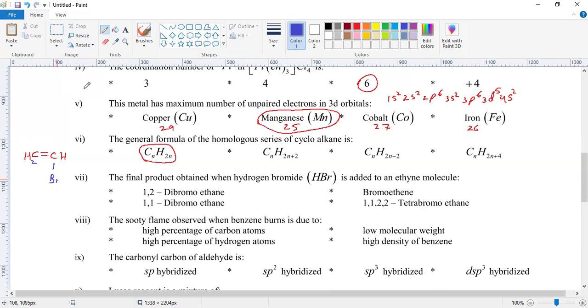But when the second molecule is added, Markovnikov's rule applies. So the negative species goes to the carbon which has less hydrogen atoms. So Br comes on the same carbon atom, so a geminal dihalide is obtained, while hydrogen comes here. So the structure would be CH3CHBr2. So this is 1,1-dibromoethane.